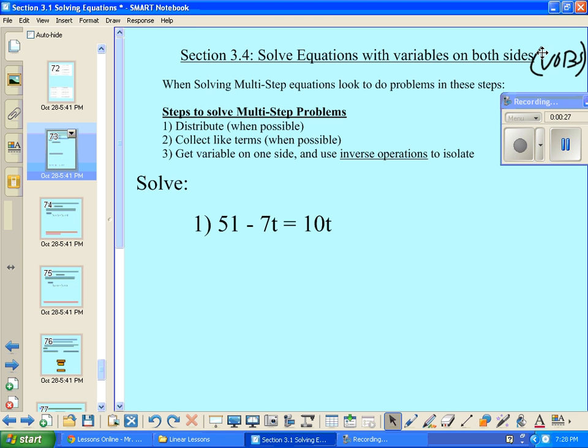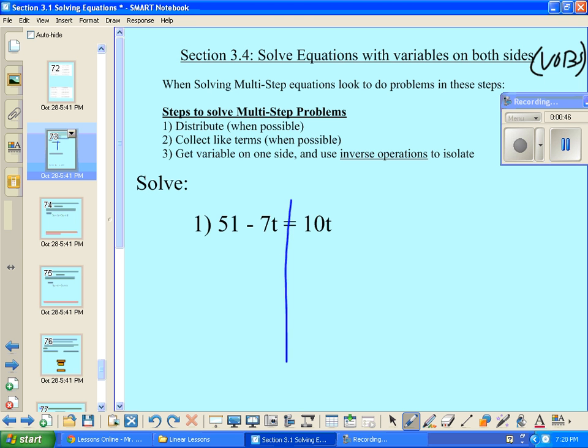There are a couple special cases we have to keep an eye out for that could happen if I'm solving one of these types of multi-step problems where I have a variable on both sides. First, I'm just going to start off with one of our examples like we've seen in the past couple lessons. So 51 minus 7t equals 10t.